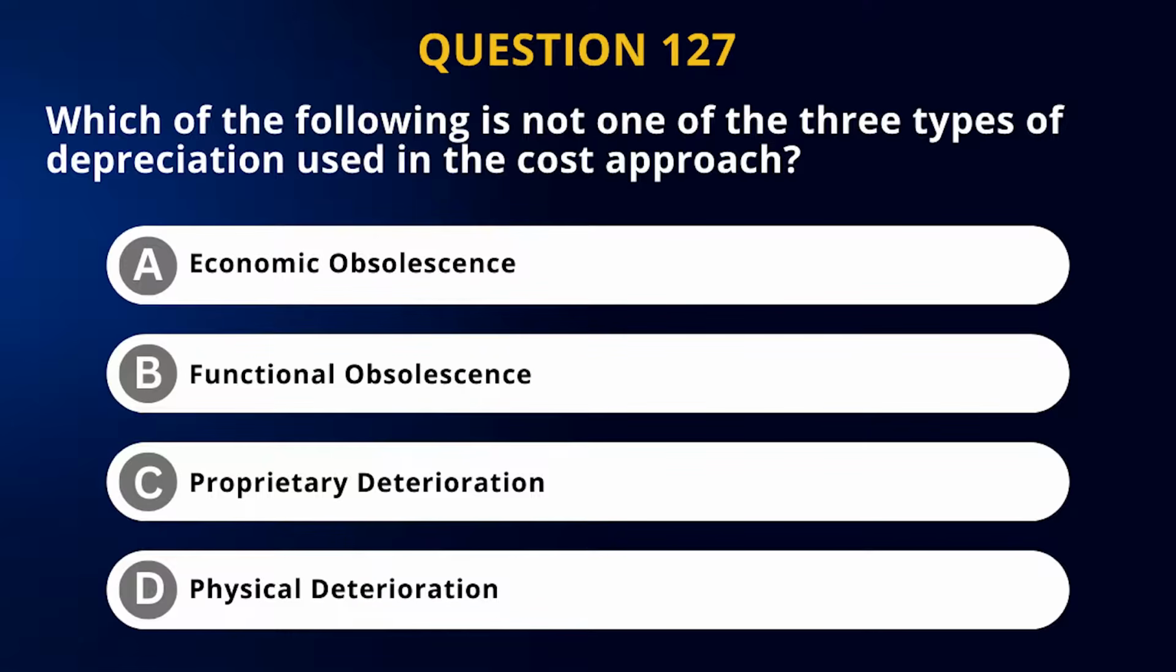Question number 127. Which of the following is not one of the three types of depreciation used in the cost approach? Is it letter A, economic obsolescence? Letter B, functional obsolescence? Letter C, proprietary deterioration? Letter D, physical deterioration?